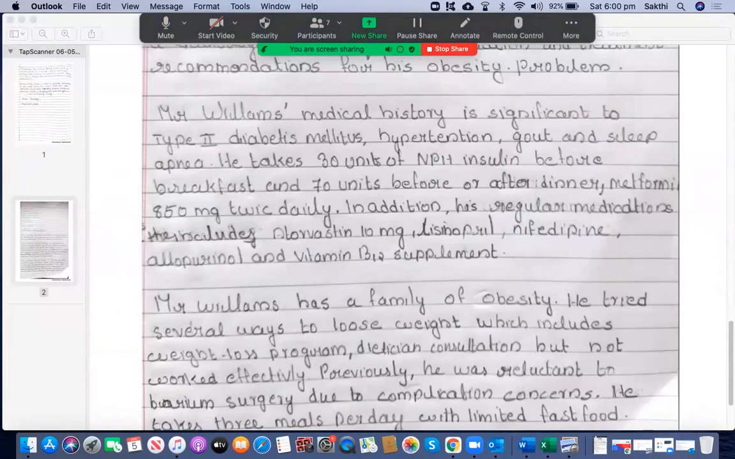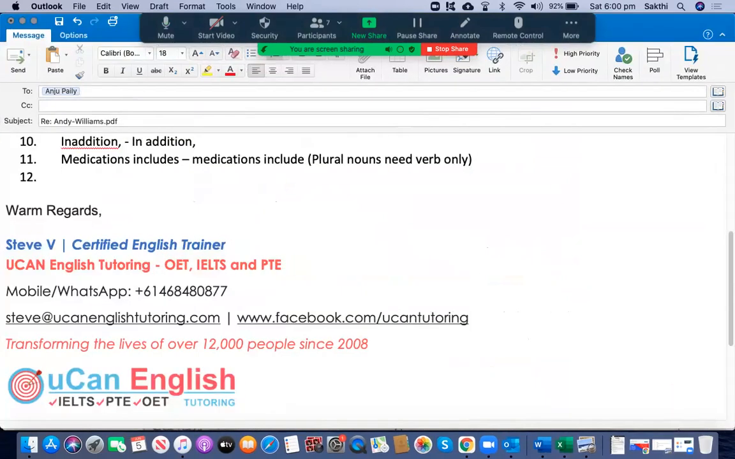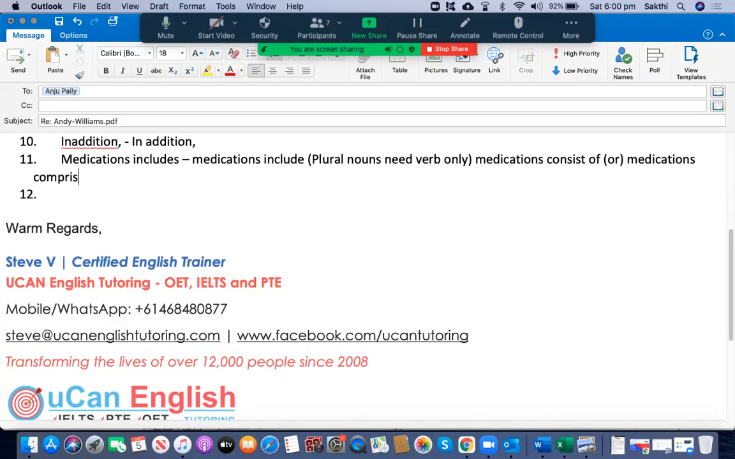Sir, instead of "include", can I use the word "comprises of", like that? Not "comprises of", but "consist of". So you can also say "medications consist of". If you want to write "comprises", it's not "comprises of", but just "comprise". I mean, "medications comprise". That's it, no "of". Only "consist" needs "of" after it. So you can use any of these things. That's fine.